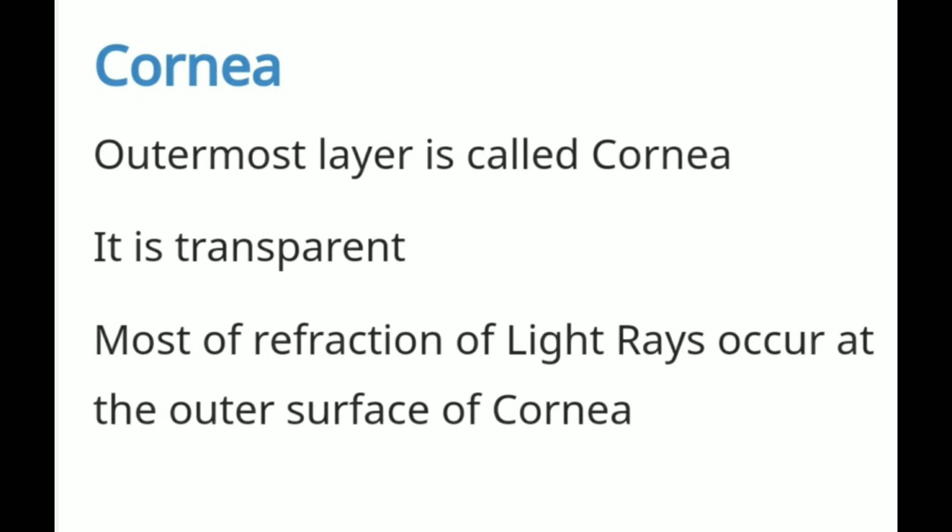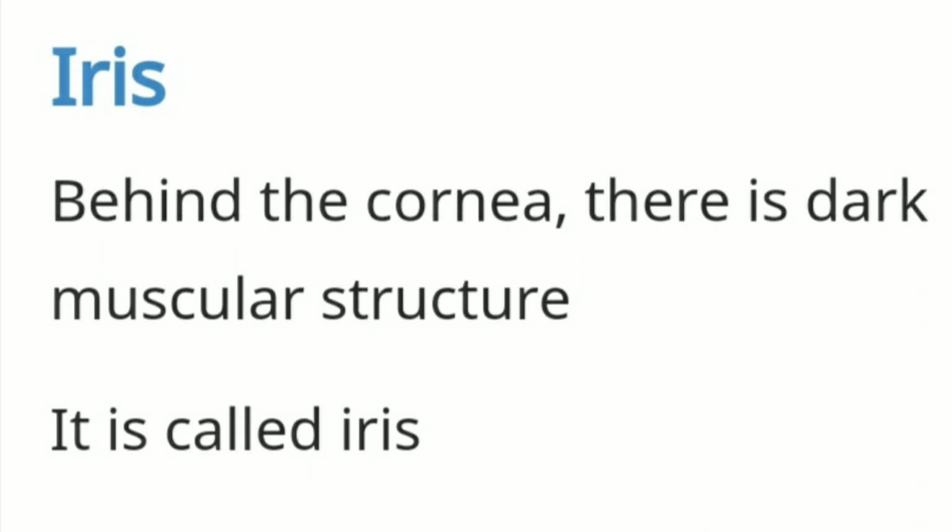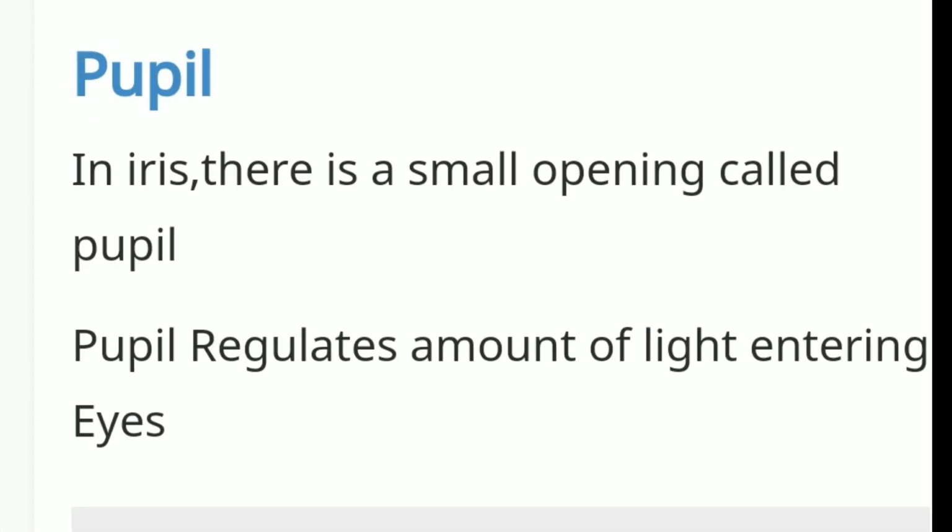Then comes the iris. It's a dark muscular diaphragm behind the cornea and this gives color to the eye. There is a small opening within iris called as pupil. Pupil regulates amount of light entering the eyes.